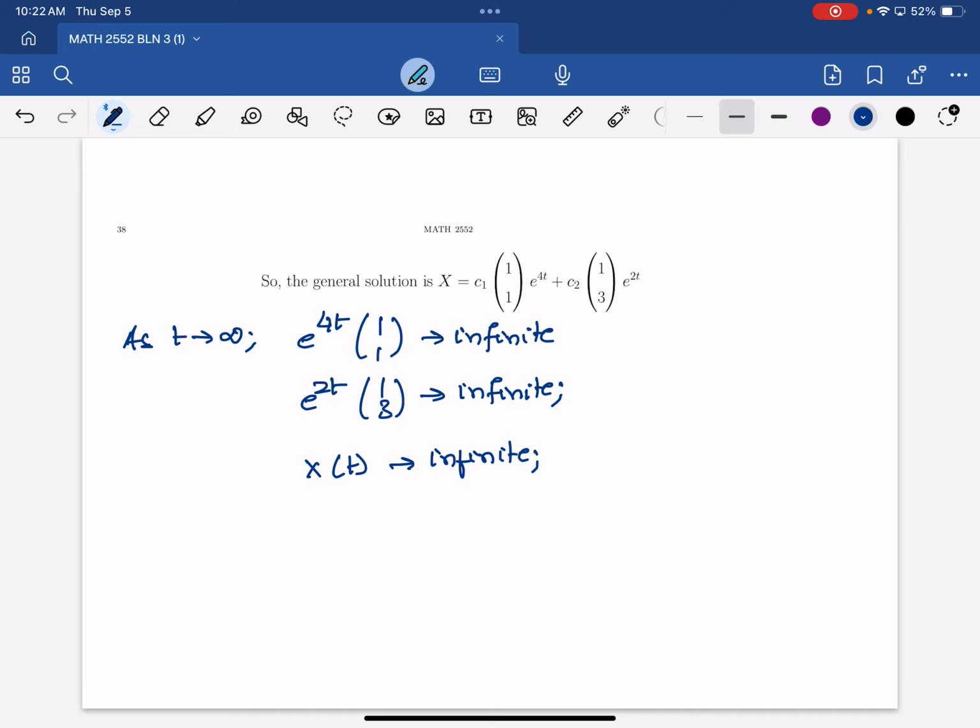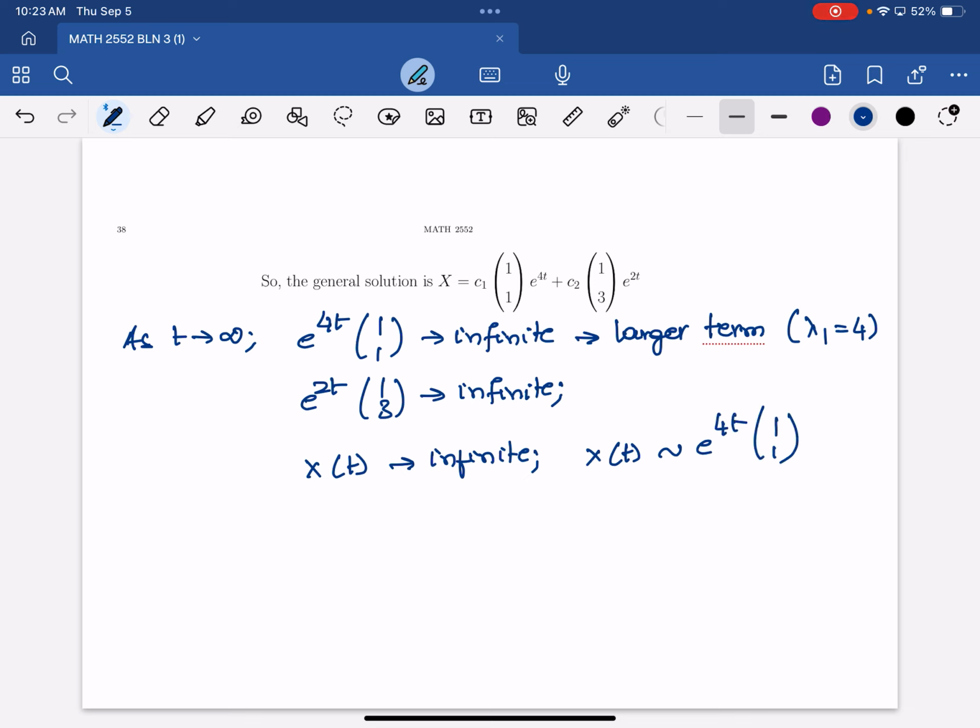But between these two, which one is the larger term? e to the 4t is the larger term. So this is the larger term, or the dominating term, right? This corresponds to the eigenvalue lambda 1 equals 4. So as t goes to infinity, your solution will be pretty much dictated by this term. Do you agree with me?